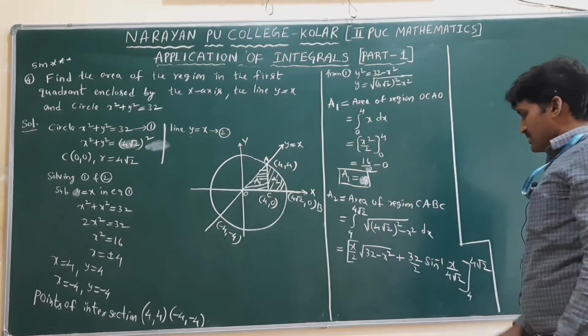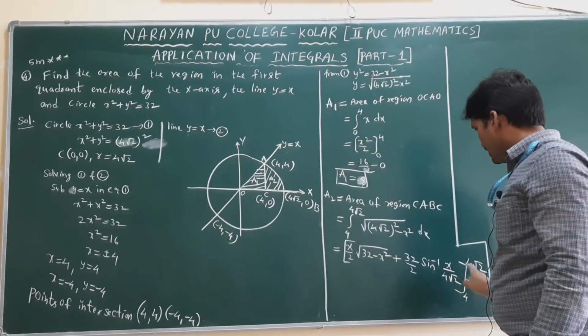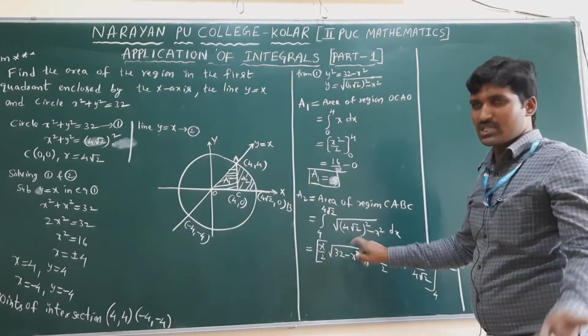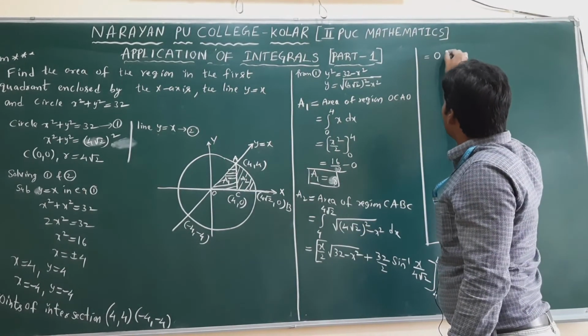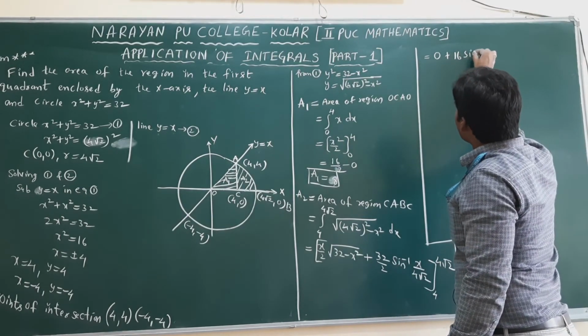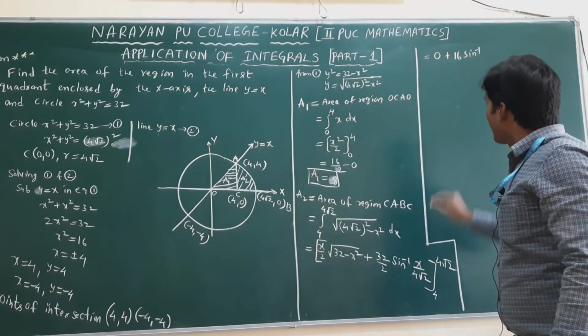Substitute the upper limit 4 root 2. (32 minus 4 root 2 whole square) is 32 minus 32, what will we get? 0. Plus 32 by 2, that is 16, sin inverse of (4 root 2 by 4 root 2), that is 1.